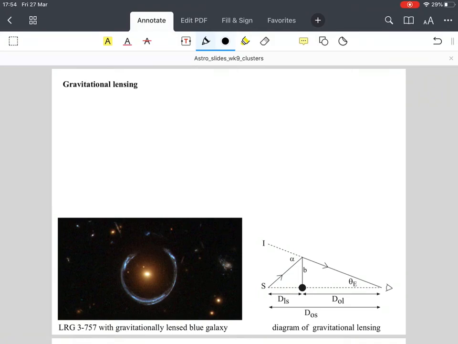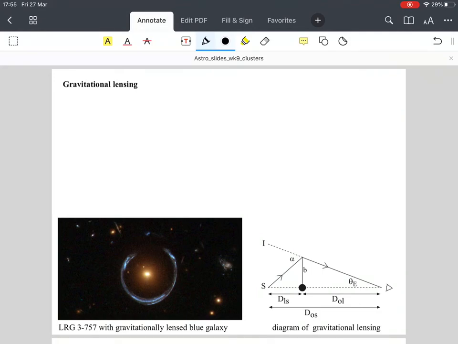And that blue galaxy, from our point of view from Earth, is actually located behind that central large orange elliptical galaxy. So it should actually be hidden from our view, but in fact it's spread out in a ring over quite a large angular space.